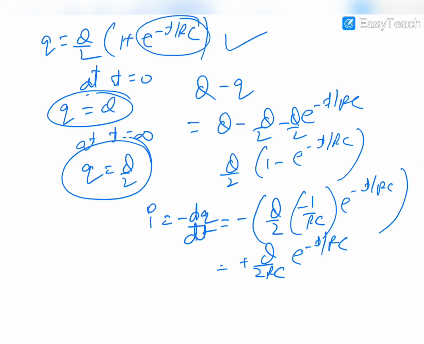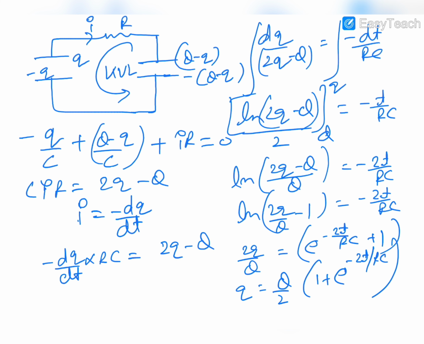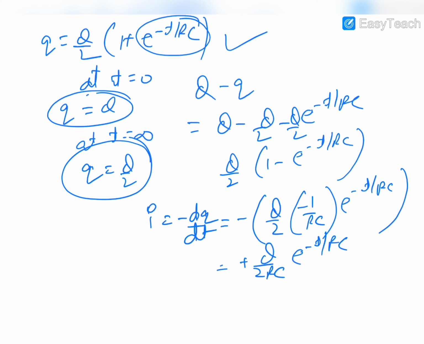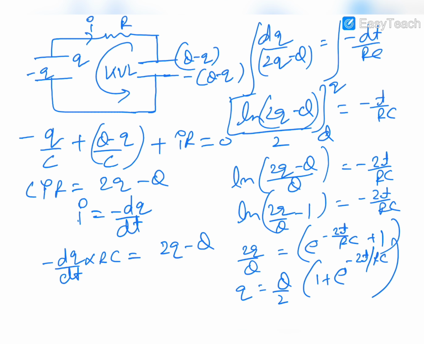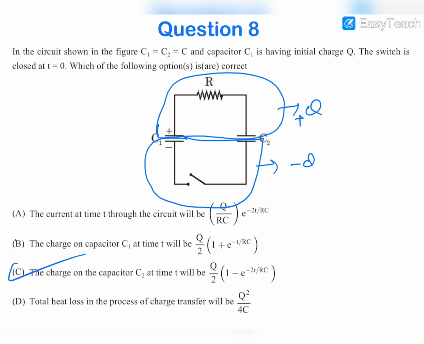There is a... this is e to the power minus 2t by RC. So it is very important to note that there is a 2 here. Okay, there is a 2 here also. So I think that this option will not be correct. This is not correct because there would be a 2, and let us check that 2 also. Yeah, there would be a 2, and therefore it is incorrect.